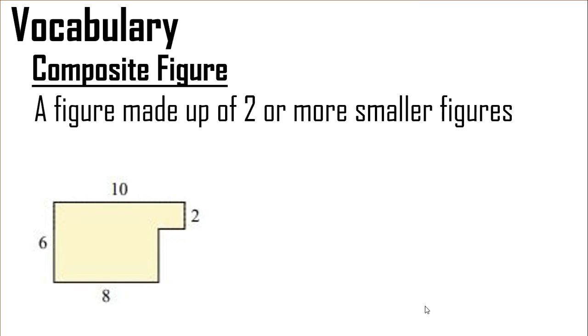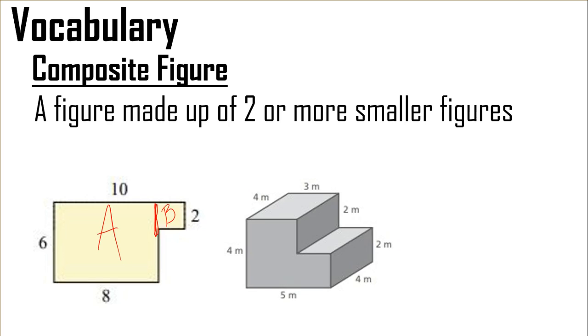So here, this would be an example of a composite figure. If we separated this figure into two different rectangles, we would have rectangle A and rectangle B. We could find the area of each of these rectangles and then add them together to find the area of the composite figure. Here's another example of a composite figure.